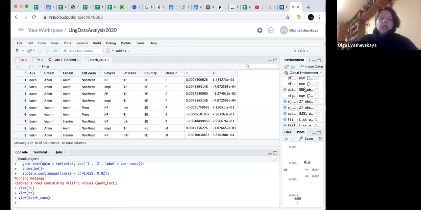So here, in the beginning, we have nine variables. Each line represents one use of one verb. We see that there is a construction with doen with certain properties, and, for example, in the second line, we have a construction with laten with some other properties.